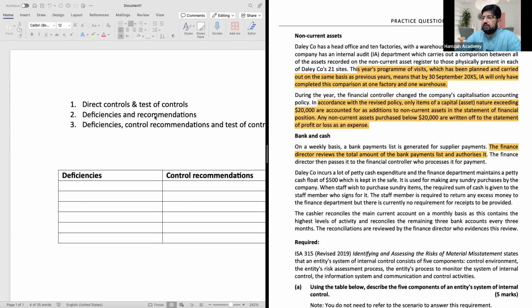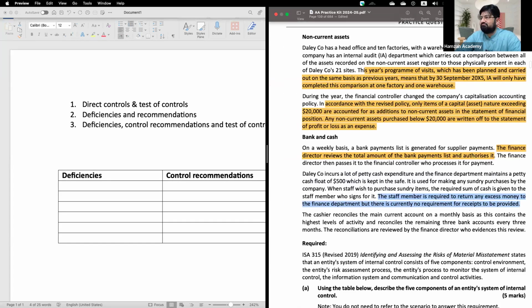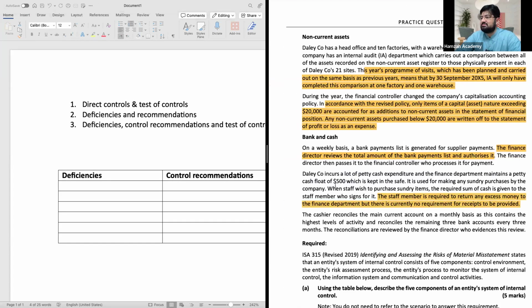The company incurs a lot of petty cash expenditure, and the finance department maintains a petty cash float of 500, which is kept in a safe. It is used for making sundry purchases by the company. When staff wish to purchase sundry items, the required sum is given to the staff member who signs for it. The staff member is required to return any excess money, but there is no requirement for receipts to be provided.